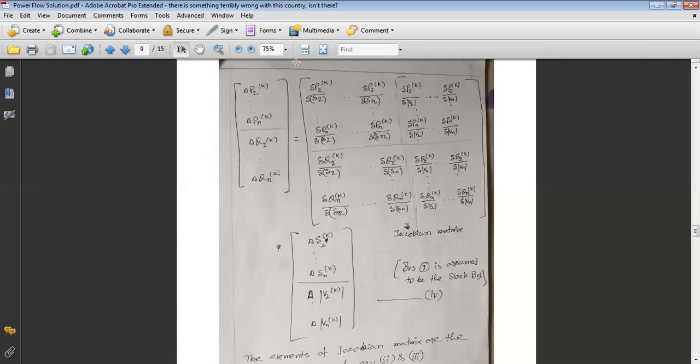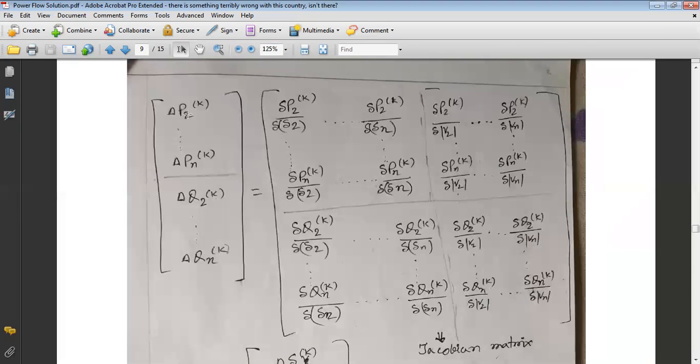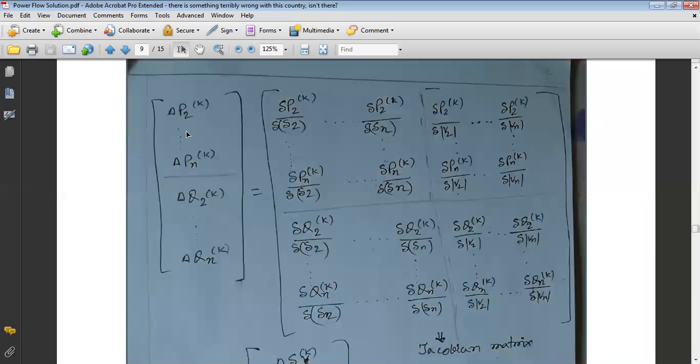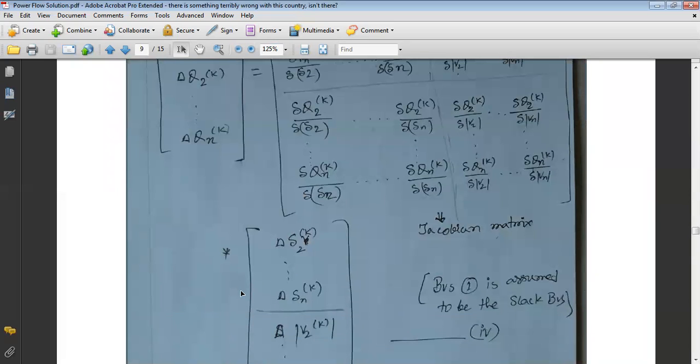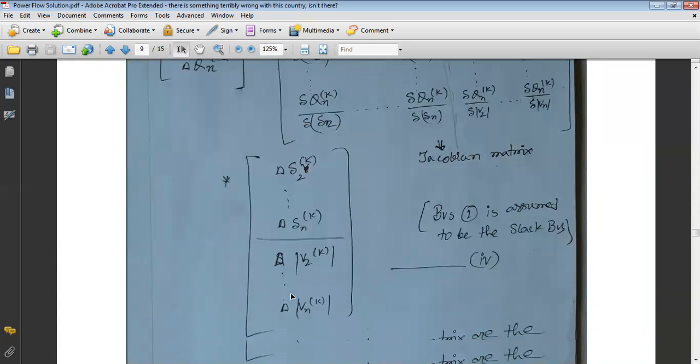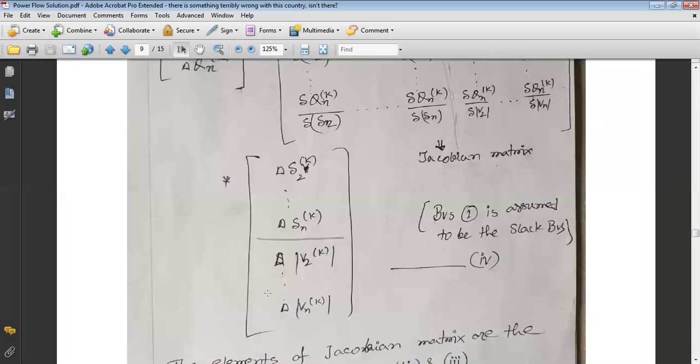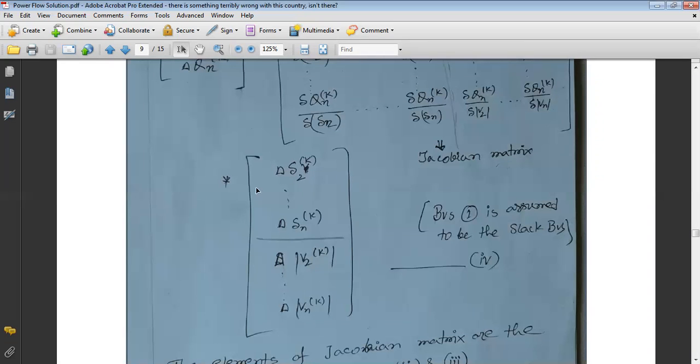So the left portion of the equation, that is P and Q, this is a matrix, and this matrix is known as the power mismatch matrix, because in this matrix only power is placed, nothing else. And now the very right side of the equation, this matrix is known as the correction matrix.